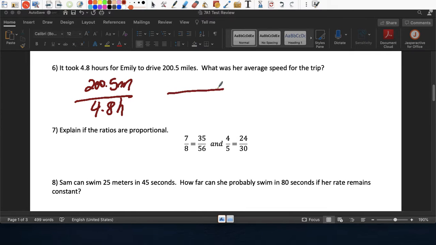So we want her unit rate, which is for 1 hour. So we're going to divide this by 4.8. Divide this by 4.8. And on top, we get 200.5, sorry, divided by 4.8. And you're going to get a decimal number. It's going to be 41.77 miles in 1 hour.